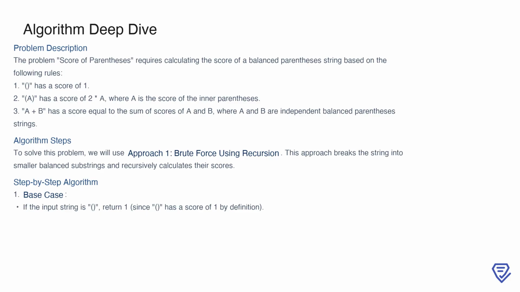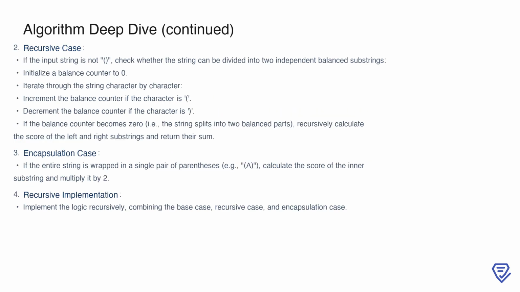The idea is to break the string into smaller balanced substrings, calculate their scores independently, and combine them based on the problem's rules. To begin, the base case is straightforward. If the input string is "()", we directly return a score of 1 because that's defined by the problem. Now we move to the recursive case. If the input string is not "()", we need to analyze its structure to determine how to compute the score.